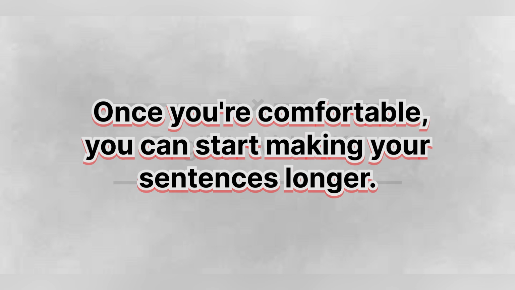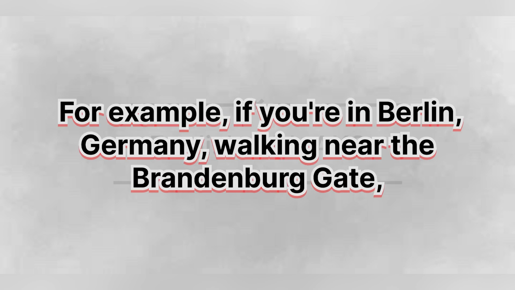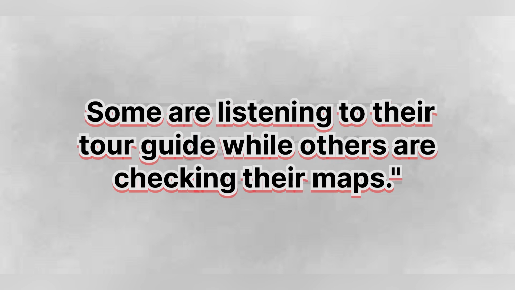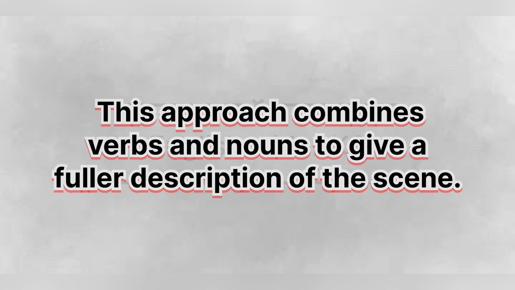Once you're comfortable, you can start making your sentences longer. For example, if you're in Berlin, Germany, walking near the Brandenburg Gate, you might say, "A group of tourists is taking pictures of the monument. Some are listening to their tour guide while others are checking their maps." This approach combines verbs and nouns to give a fuller description of the scene.